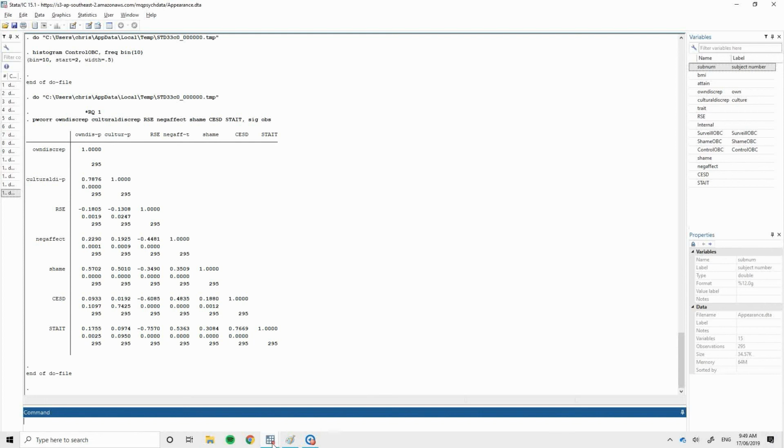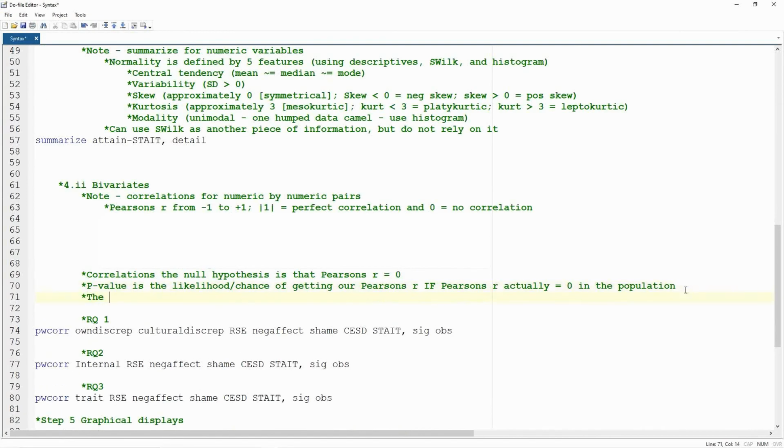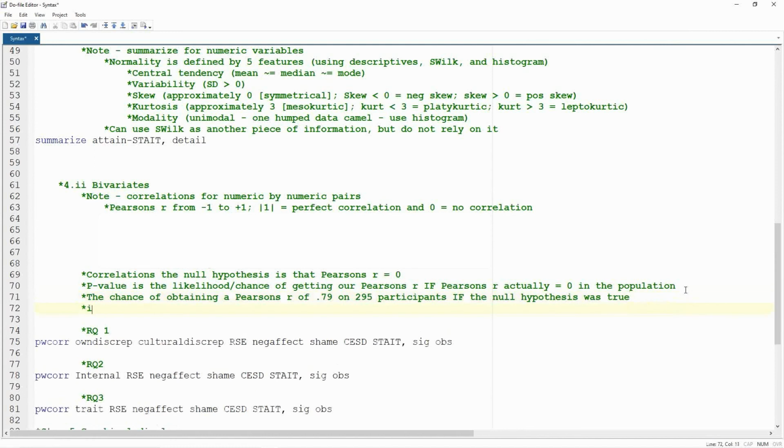So if I wrote that up properly, and I'll do this in Stata for you, the chance of obtaining a Pearson's R of 0.79 on 195 participants, if the null hypothesis was true, is 0.05%, or p is less than 0.0005.